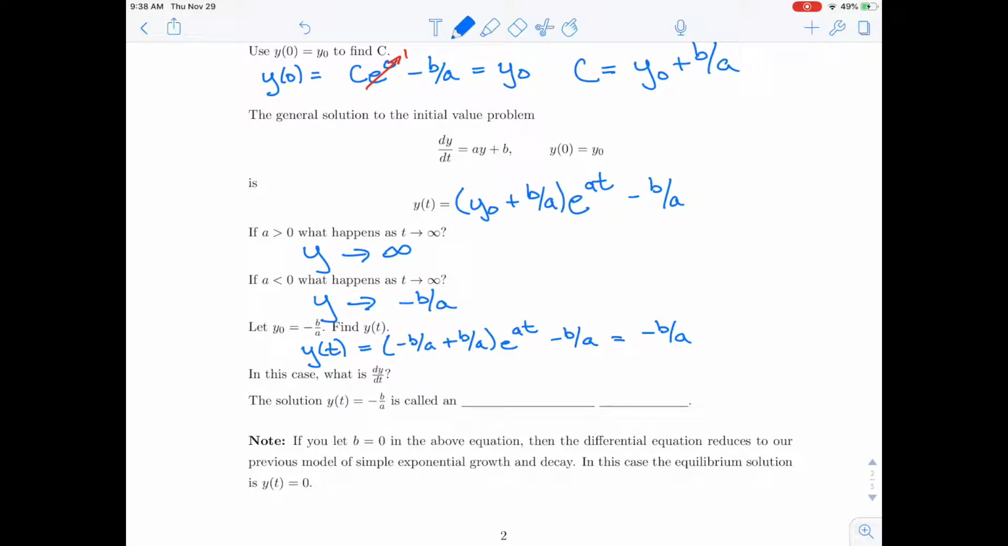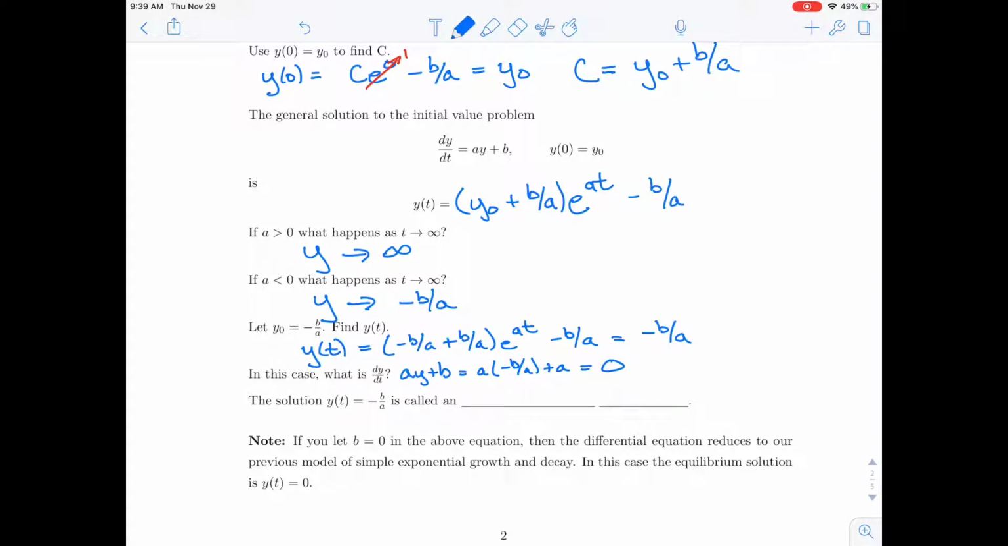Well, what's the derivative at that point? dy dt is ay plus b. Well, that's a times minus b over a plus b. So the derivative is 0. So if we start at minus b over a, the derivative is 0, and it remains 0 for all time, which explains why our function y of t remains at minus b over a for all time.